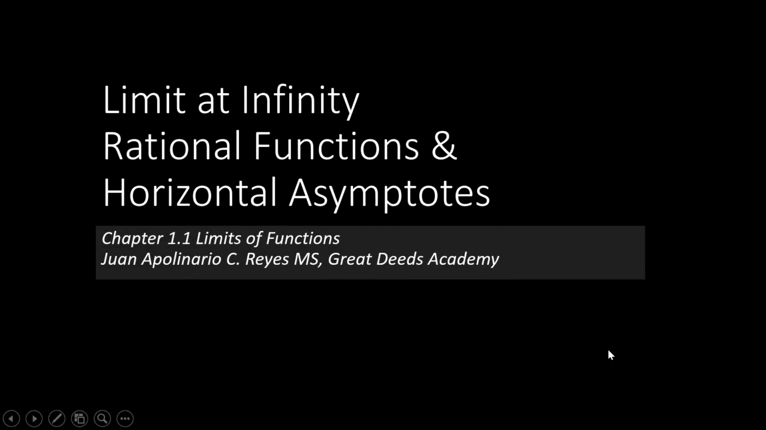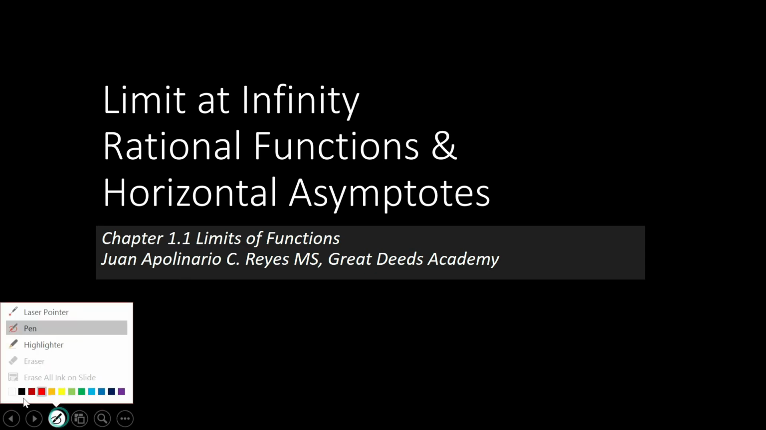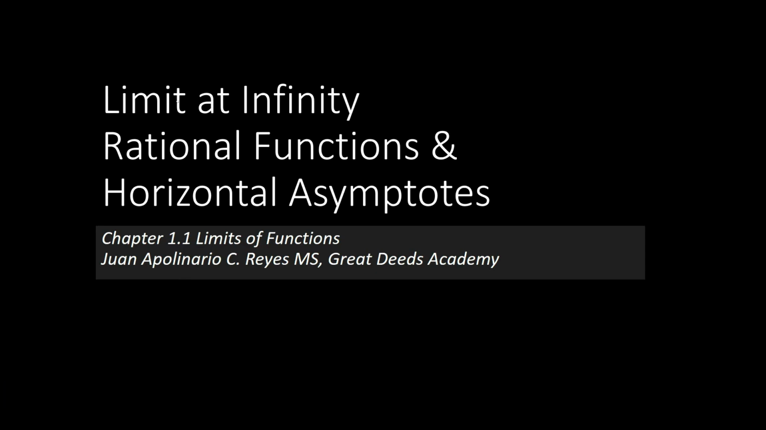Limit at infinity, rational functions, and horizontal asymptotes. So with limit at infinity, what we are concerned with here is finding the limit of rational functions as x approaches infinity or negative infinity. That is what we mean by limit at infinity.